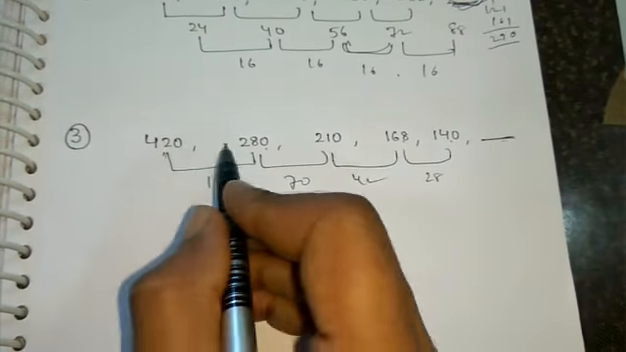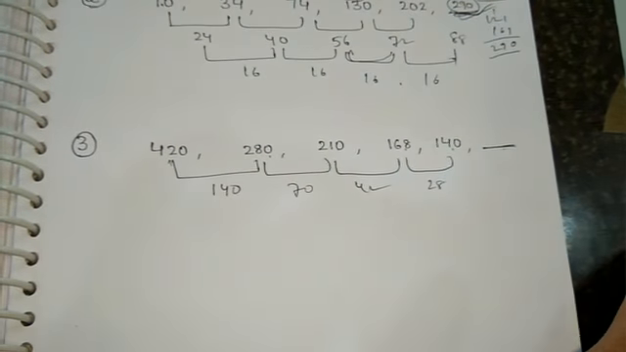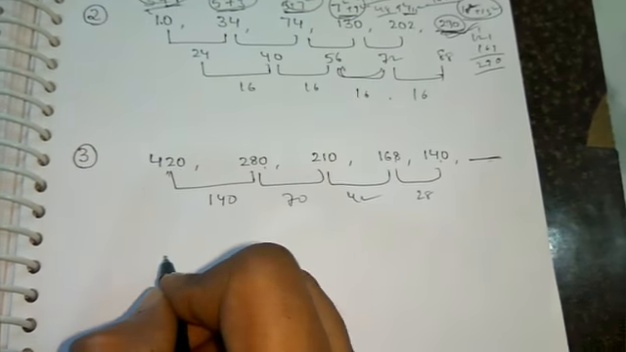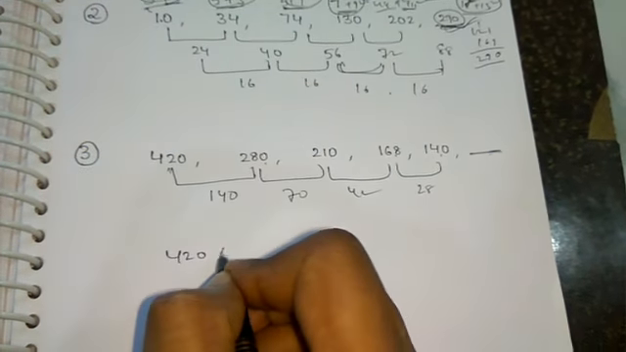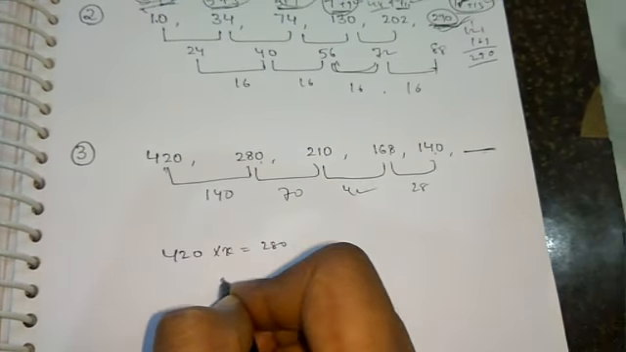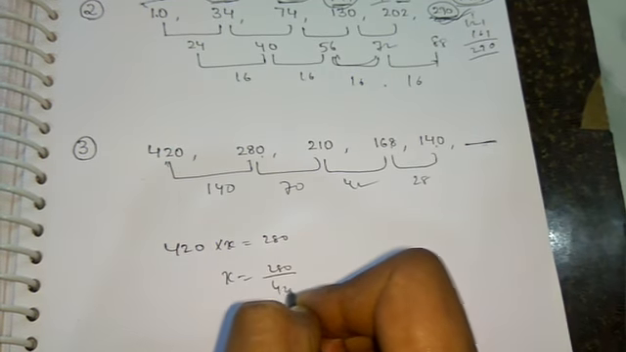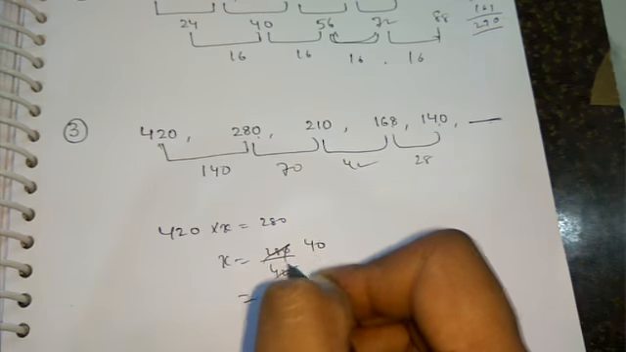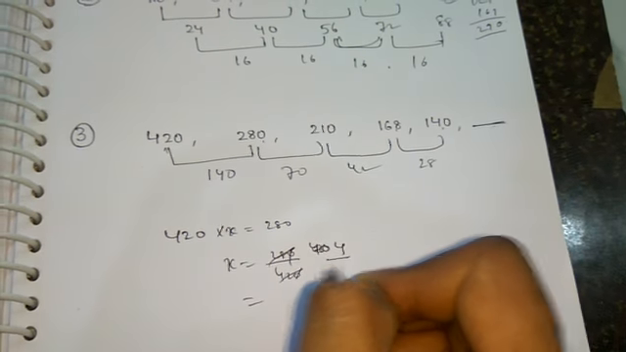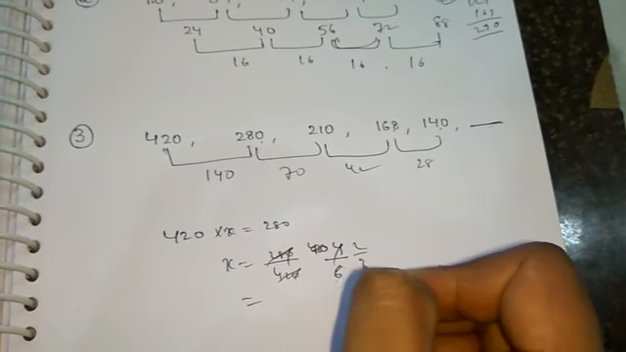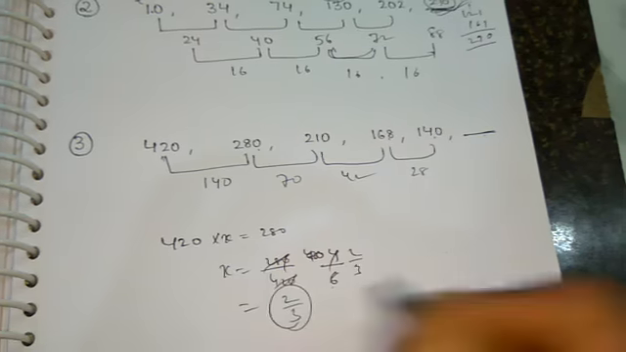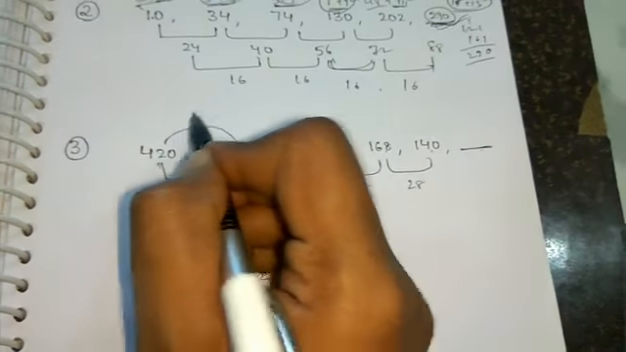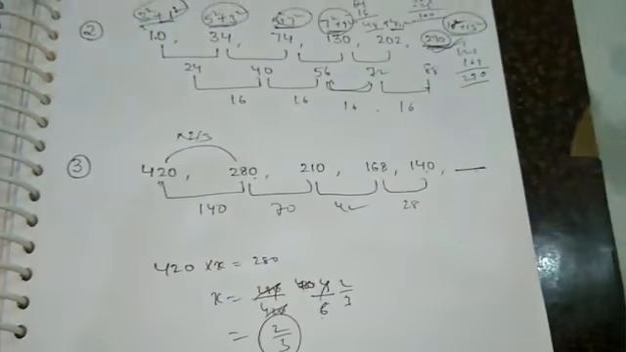So 420 into how much can be 280? 420 into x can be 280. Then x is 280 by 420. Right? Cancelling the zeros, 7 fours are 28, 7 sixes are 42, so 2 by 3. So we got a proper fraction. Okay, so that is 2 by 3.